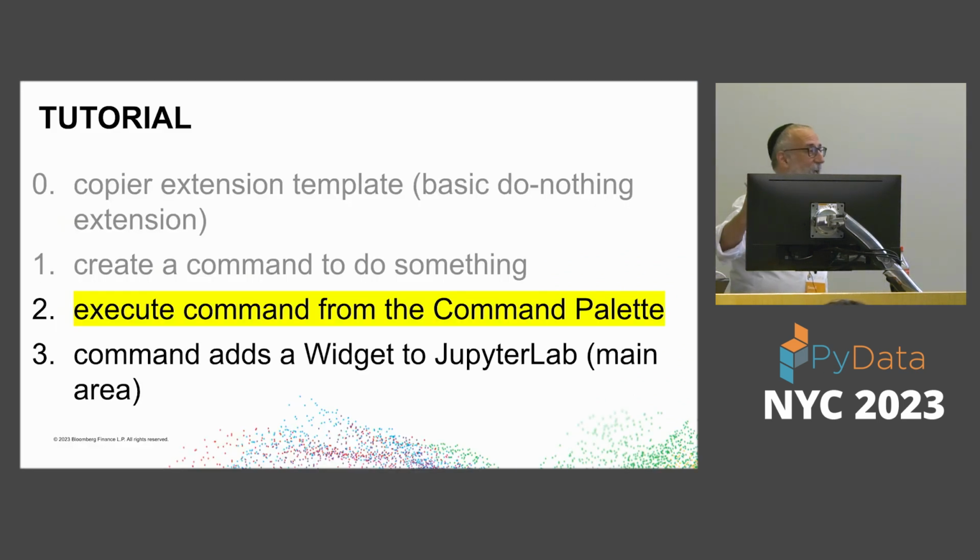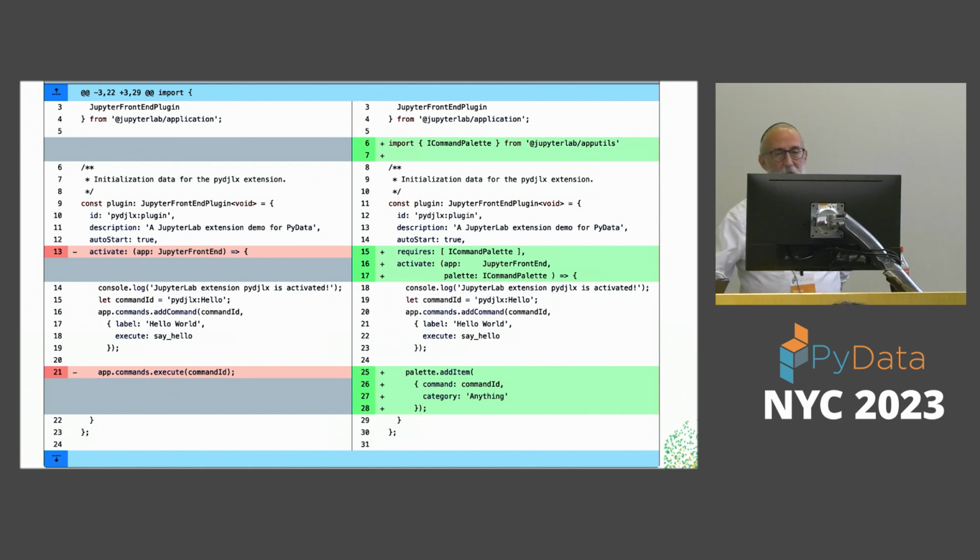Now we have a command. Now let's execute the command from somewhere else in JupyterLab. We're going to do that from the command palette. That was that part over on the side. Let's see it. To do that, we're going to import ICommandPalette. This is one of these tokens that we're talking about. It's a service provided by another plugin. And we're going to import that from @jupyterlab/apputils.